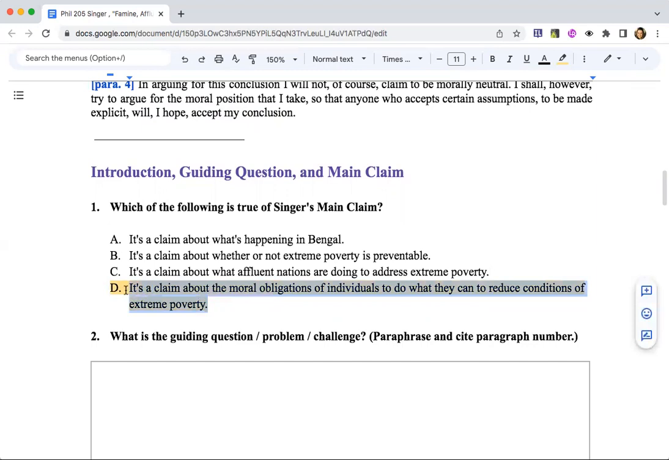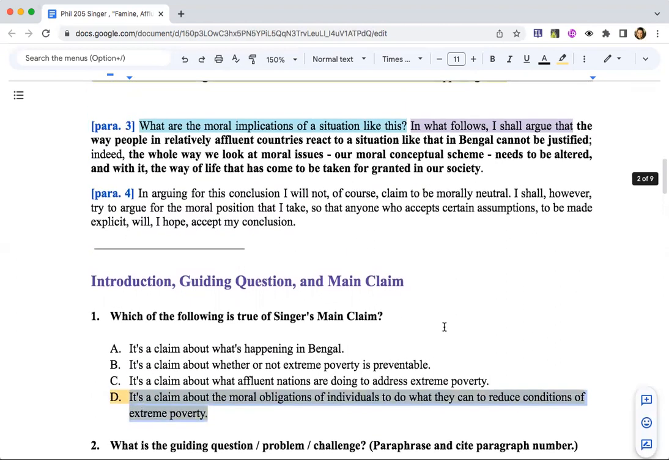The main claim of the paper is the claim that's going to need 10 more pages of defense, right? So these are just the facts up front that give rise to a question, and the main claim is an answer to that question. This isn't exactly the way he put his claim, but he says the way people in relatively affluent countries react to a situation like that in Bengal cannot be justified.